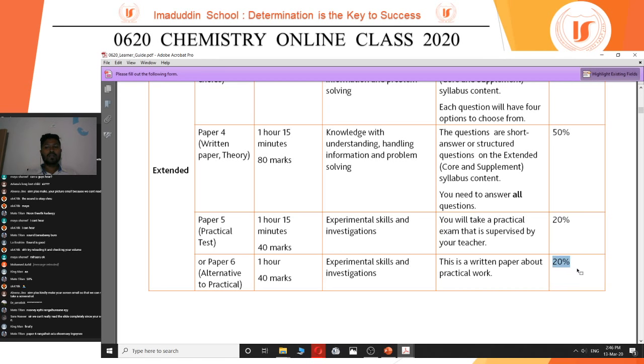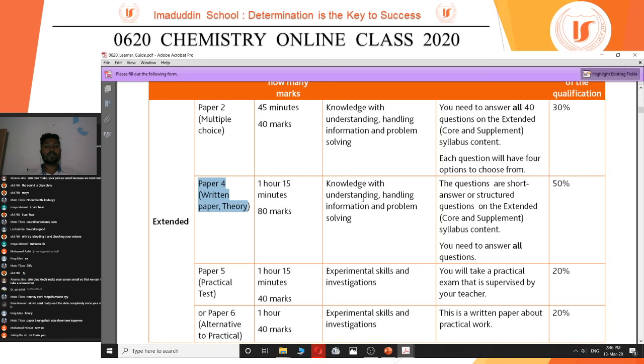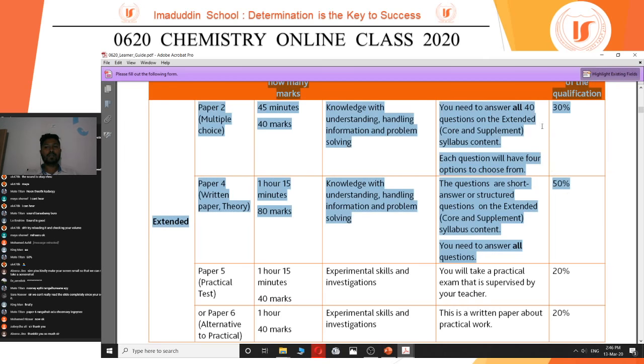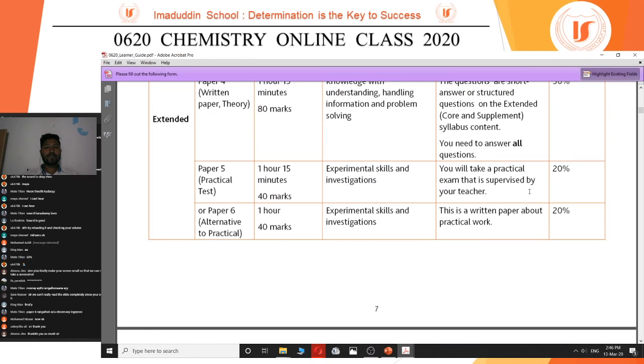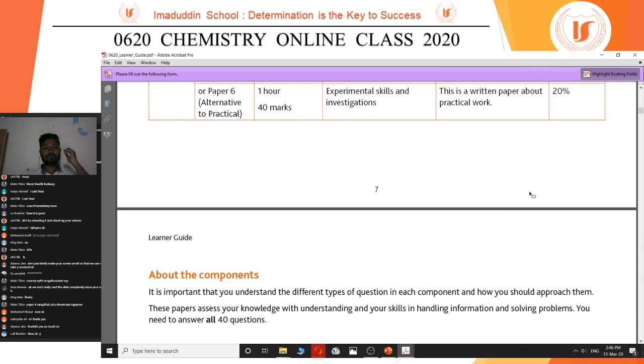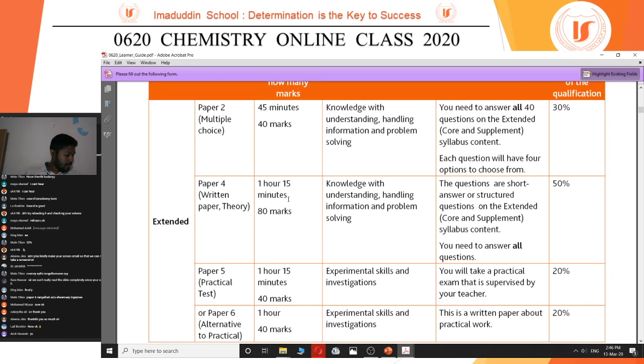You can see the least weight is for the alternative to practical, and the highest weight is for paper 4, the theory paper. So it's very, very important that for the highest percentage allocations, you get the highest marks possible in order to get higher marks. So up to here, regarding the 3 types of paper, if you have any question, please proceed with the chat.